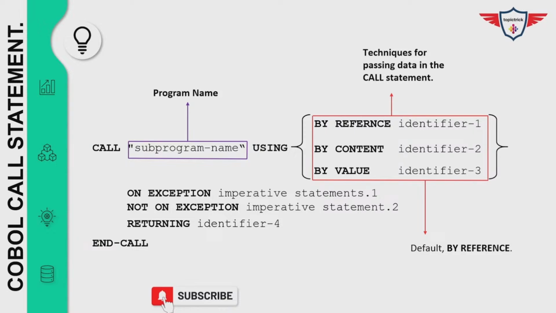The next set of parameters are ON EXCEPTION, NOT ON EXCEPTION and RETURNING. These three parameters are generally used to execute a set of statements that you want to execute in case any specific condition happens. For example, you're calling a program and the call fails due to any reason. So the set of statements you specify under ON EXCEPTION will be executed. Now let's discuss these three parameters one by one.